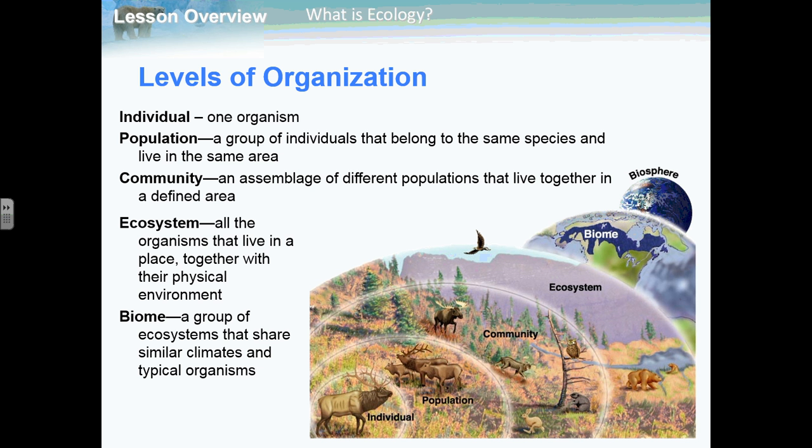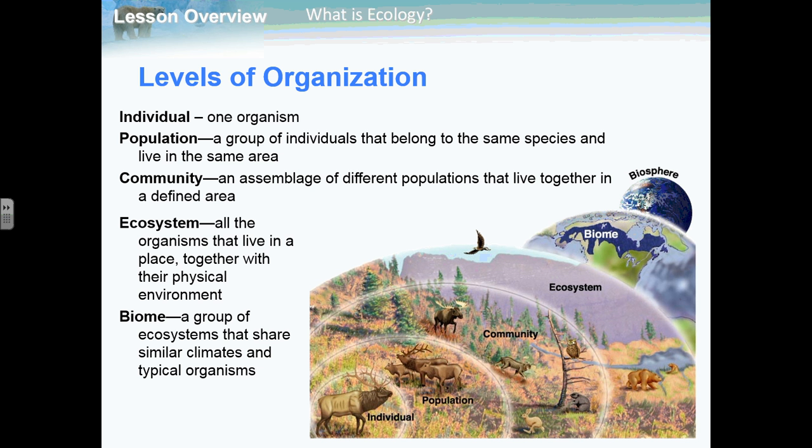And then finally, the ecosystem would be one step larger, looking also at the non-living parts, the physical environment. And then biome would look at a collection of that type of environment. So for example, this forest ecosystem, if you were to look at all of the forest habitat in a larger area, maybe across North America, that would make up a biome.